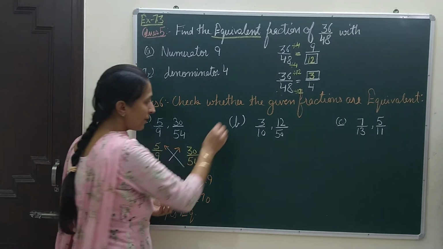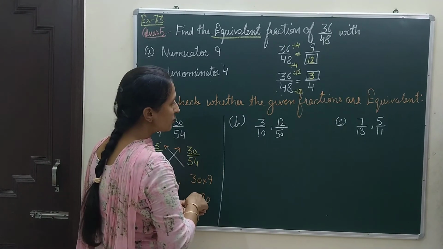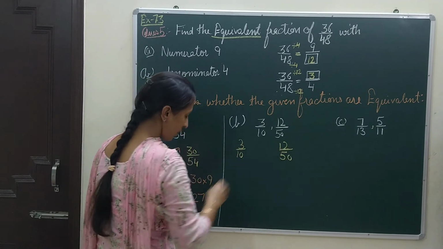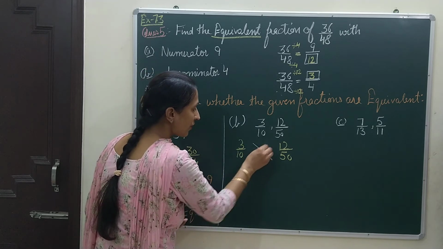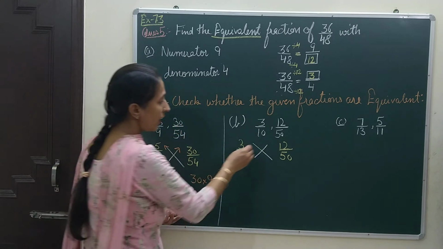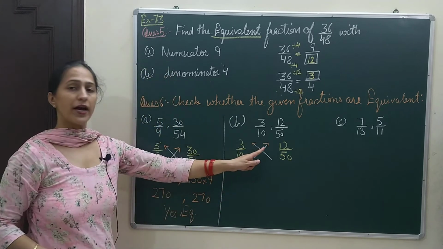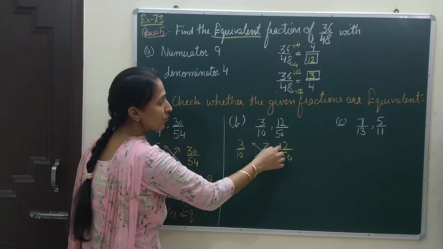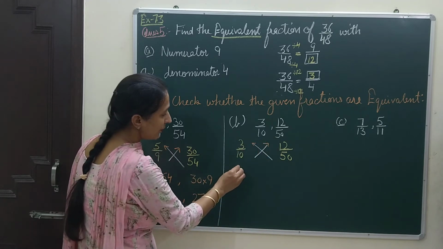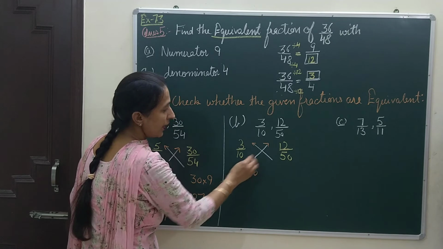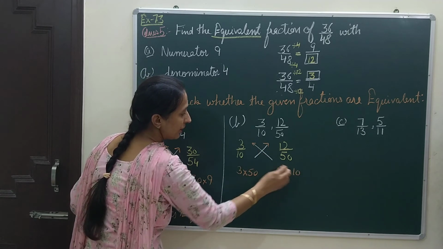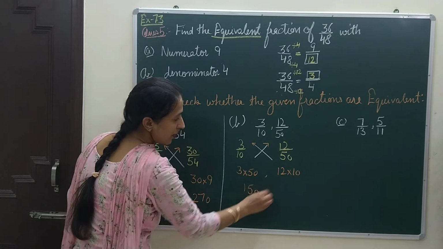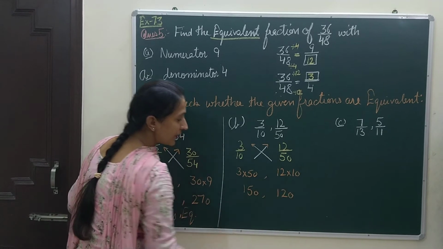Okay, let us do B part. Here I am given two fractions, 3 by 10 and 12 by 50. Now I have to check whether these are equivalent. If I use cross multiplication method, I will put a cross in between and I will put arrows on the upper edges. That means 50 is going with 3 and 10 is going to be multiplied with 12. So what will be that? 3 multiply 50 and 12 multiply 10. Okay. Now, what is the multiplication of 3 and 50? It is 150 and multiplication of this 12 and 10 is 120.